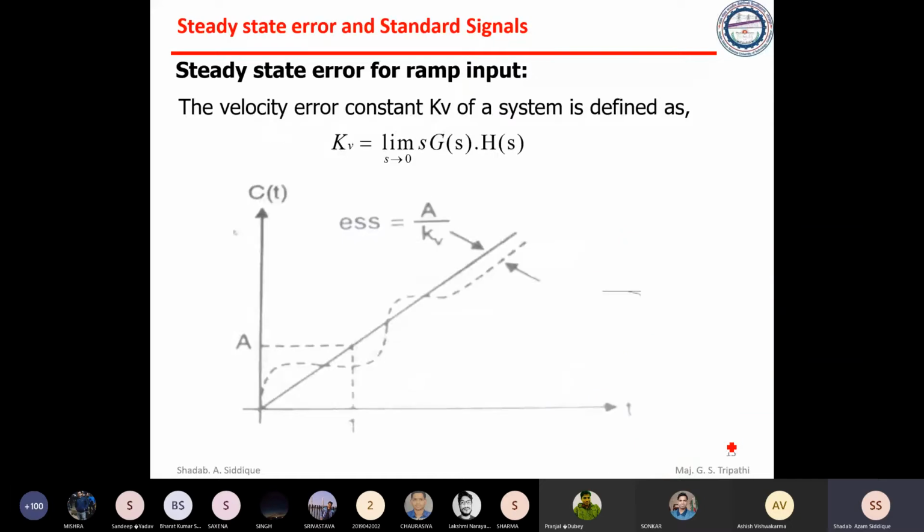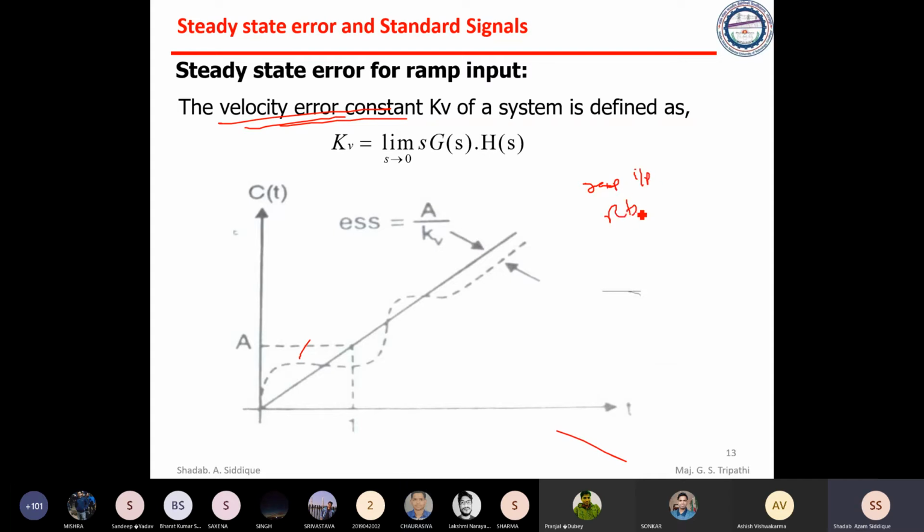Next, this Kv is called the velocity error constant. Kp was the position error constant. Kv is the velocity error constant, and that is defined as limit s tending to 0 of s into G(s) into H(s). And the input was the ramp input. What was the input? Ramp input.